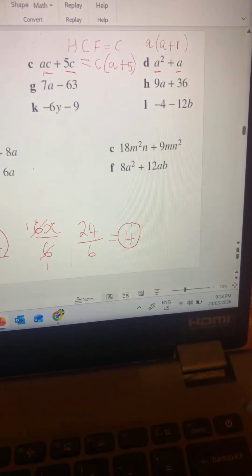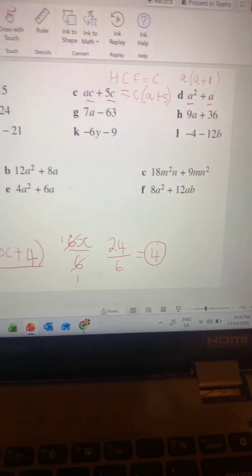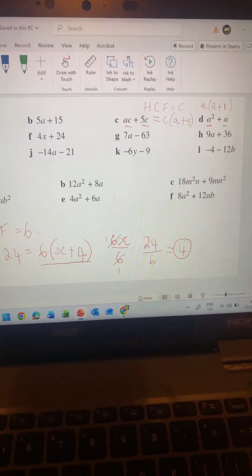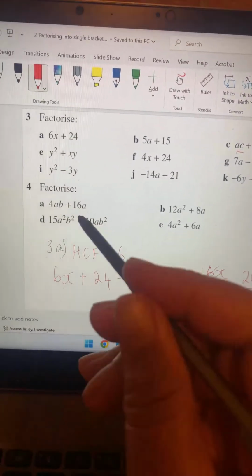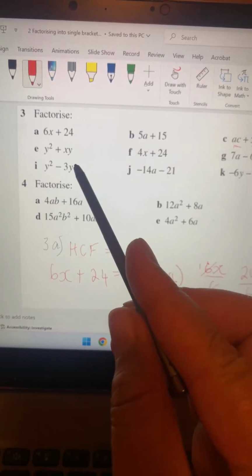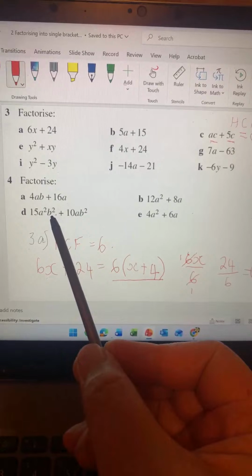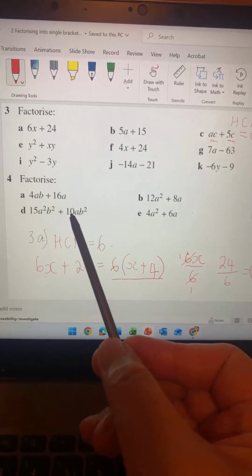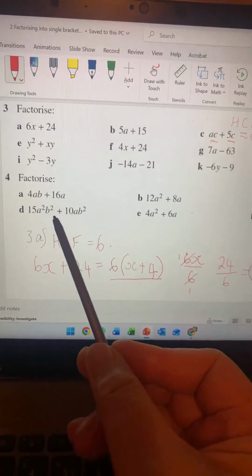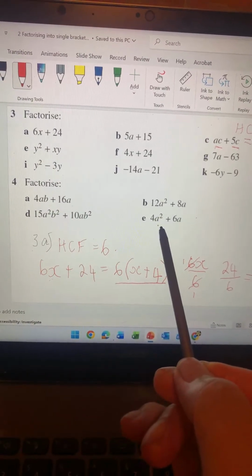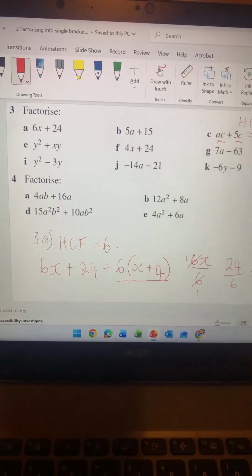I hope you saw that at the start of that. Now, basically, you can have a go doing any of those questions, okay? You can do the rest of question 3. You can pick and choose any from question number 4 as well. Have a go at doing question number 4, A, B, D, and E. Let's see how you go. Okay? Good luck.